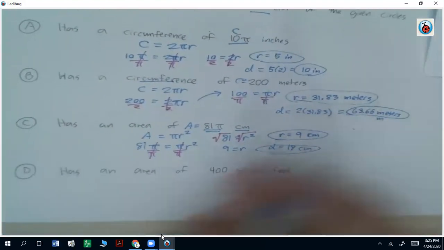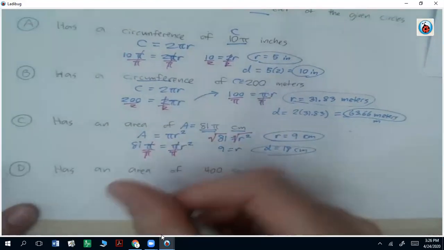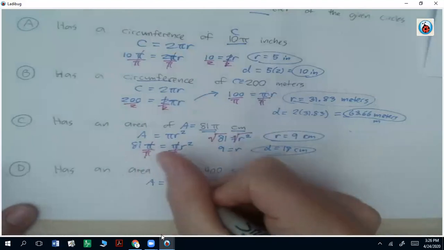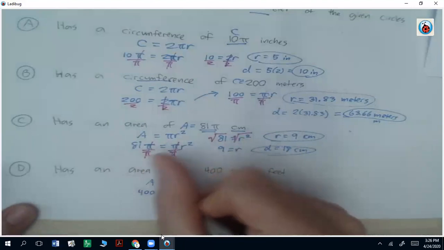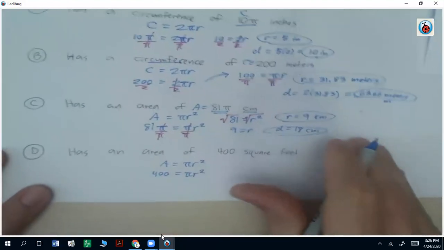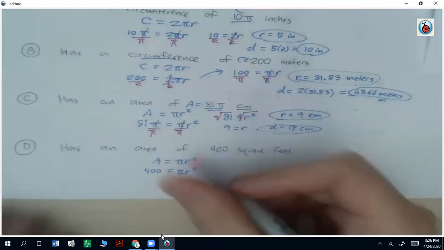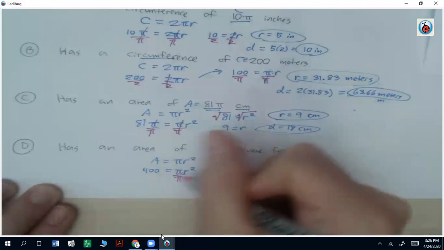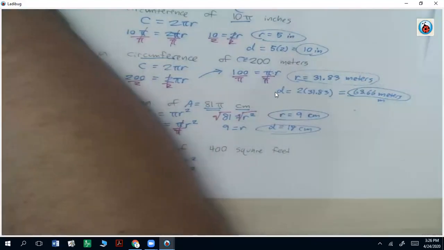And finally, on this last one here, we're given an area of just a value without the pi. So we use the same formula. Plug in 400 for A. And we do have to divide 400 by pi to solve it. So 400 divided by pi will be some calculator work. Let's see what that is.